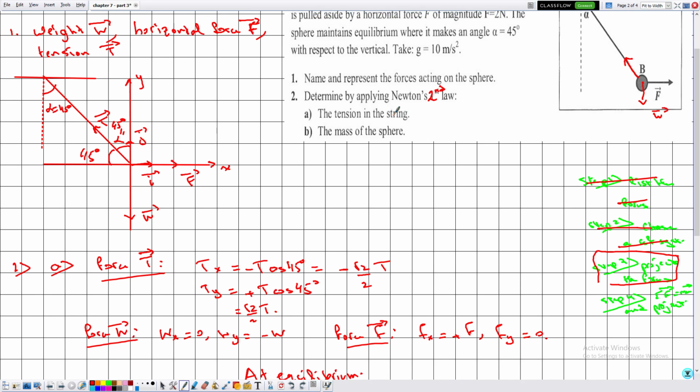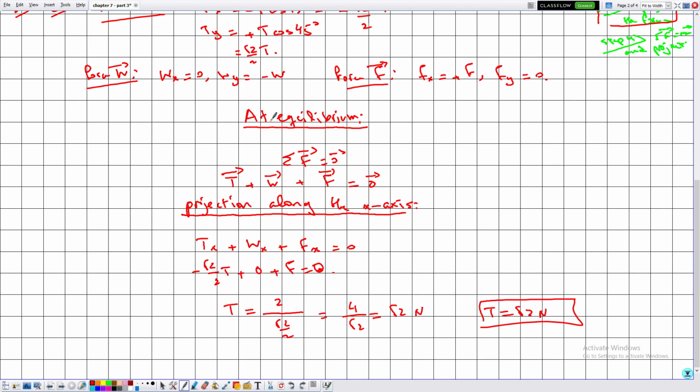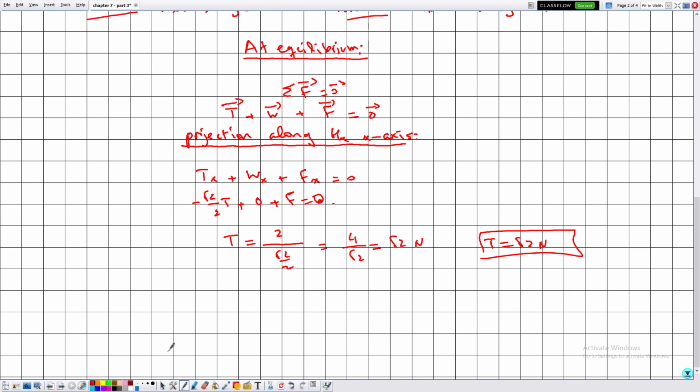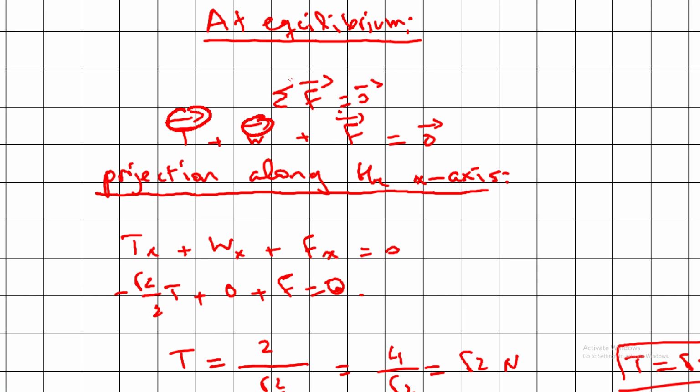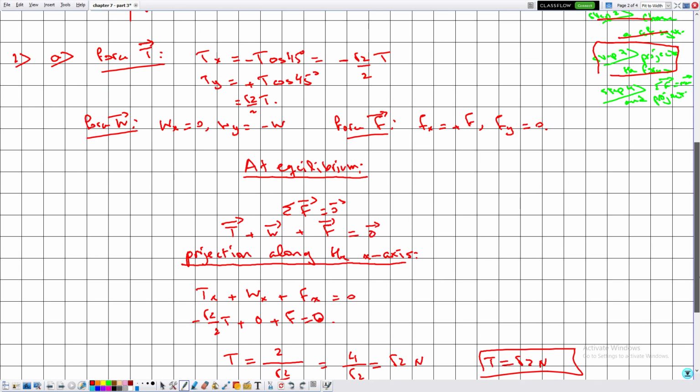Now in part B they are telling me to determine the mass of the sphere, which means to determine the weight. Now we have already made use of the x component. Let's make use of the y component. So we are on part B. Let's perform the projection along the y-axis. So in this case we drop down the vectors and each vector quantity will carry the label y. Ty is given by radical 2 over 2 T. Wy is given by minus W and Fy is 0.